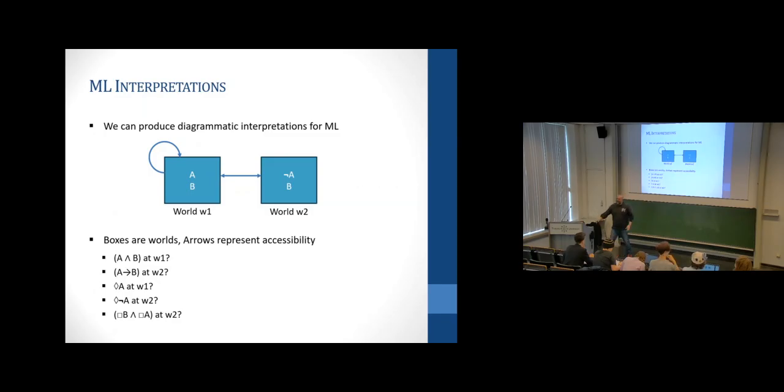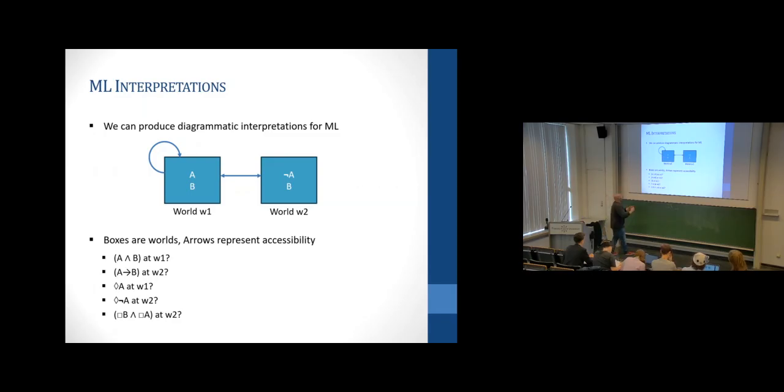Box A, right? Box A is true because every world that 2 can see is an A world. So box A at W2 is true. Do we see it? Kind of cool.